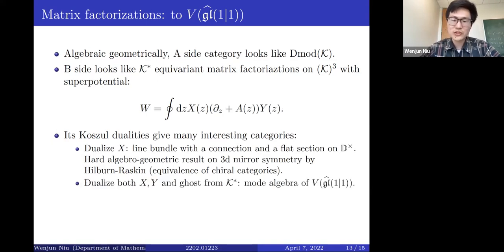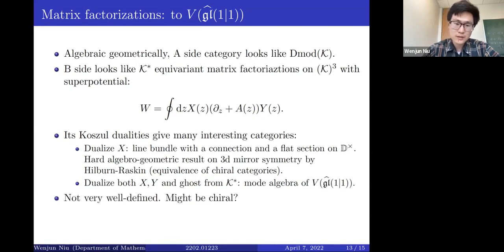So to get GL(1|1), we sort of dualize both X and Y, and we dualize the ghost from K star. So if we dualize X and Y, then the superpotential W is trivial, but then you get a non-commutativity between the dual of X and dual of Y, and this del Z plus A just simply gives you the commutation relation of GL(1|1). And the field in GL(1|1) that's called N comes from the dual of the ghost of K star.